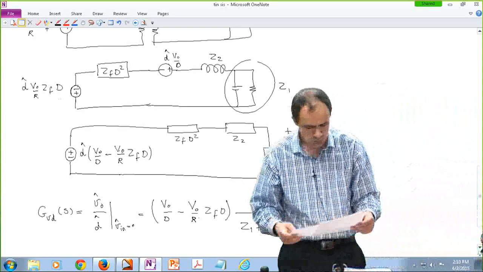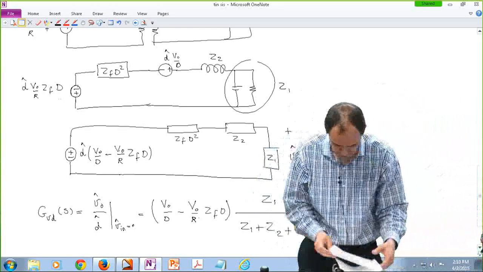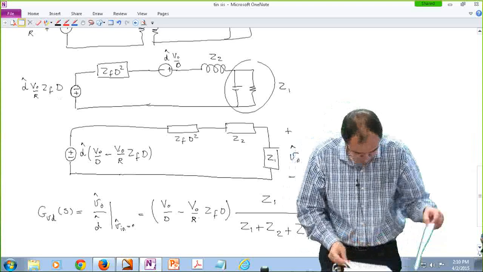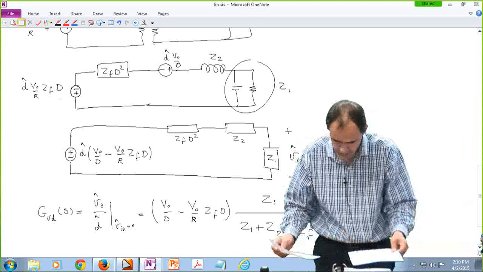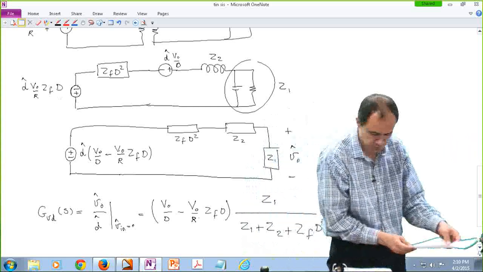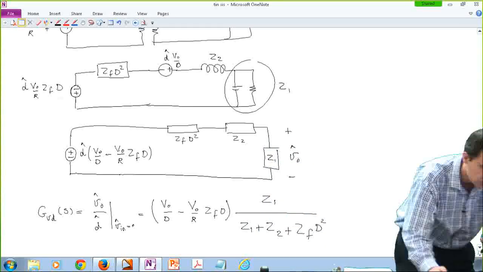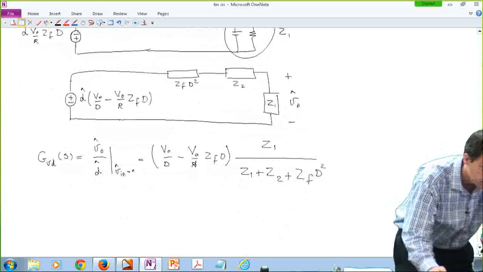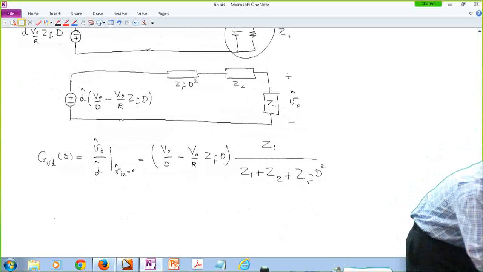Okay, so you can see the math could be a little bit confusing, but what I'm going to do now is factor a bunch of parameters here out and rewrite this GVD in this form.